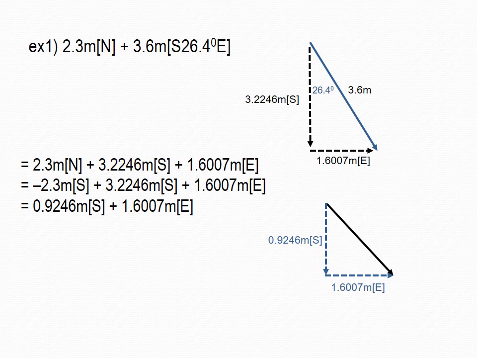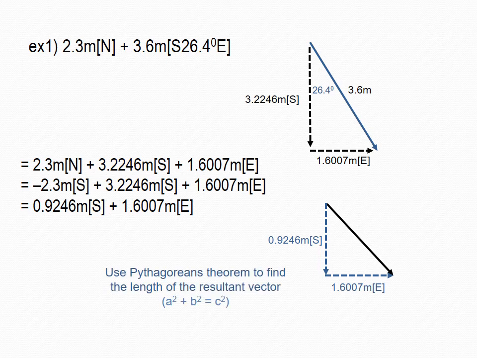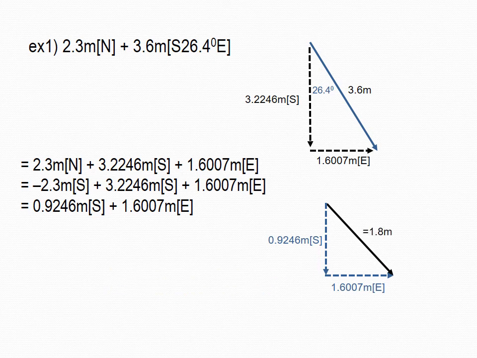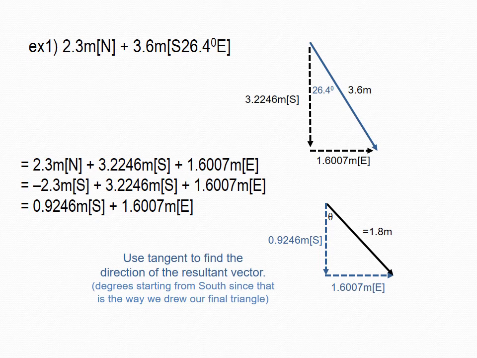To find the length of that vector, I'm going to use Pythagorean theorem. So 0.9246 squared plus 1.6007 squared all together, and then square rooted, gives me 1.8 meters. In order to find the angle for this vector, I have to use tangent. So I'm going to use opposite over adjacent, and then I will inverse tan that answer to get theta by itself.